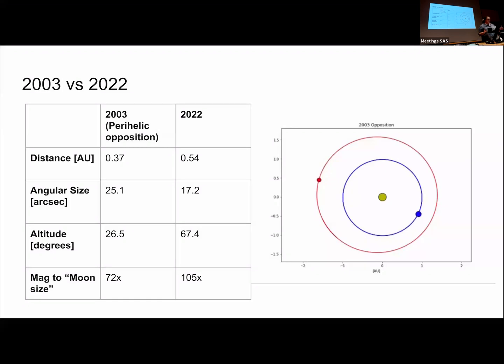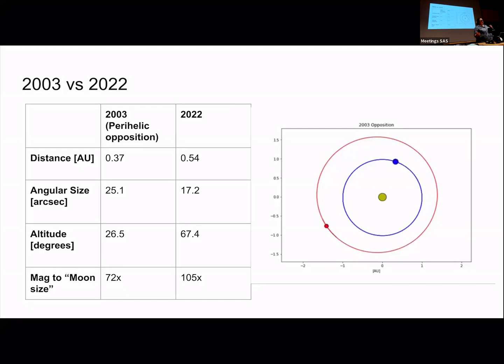So this gives you some information. The distance at that time was 0.37 AU. This year it's going to be more like 0.54. By the way, an AU is an astronomical unit, so that's the average distance between the sun and the Earth. So a lot of the distances we measure in the solar system use that measurement instead of miles or kilometers, but you could use those units as well. And as I mentioned before, the angular size was 25 arcseconds.